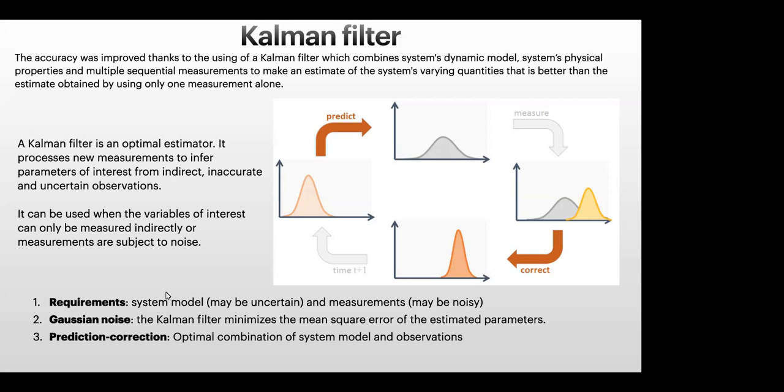The most important point of this filter is that if we have a Gaussian noise, and this is the noise we observed and saw before, the Kalman filter is the optimal estimator for the right parameters of our system. This is the main reason we decided to use this filter.